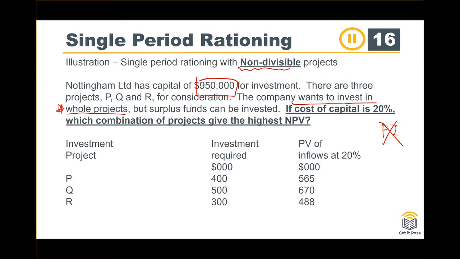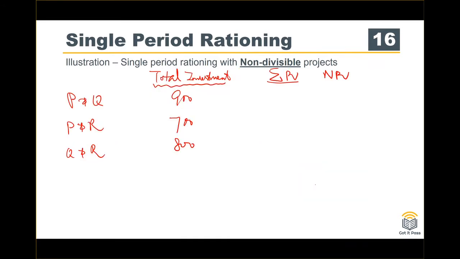For summation of PV, then you have to add up different projects. For example, for P and Q, you have add up 565 and 670, so it gives you 1,235. Okay. For P and R is 1,053, and for Q and R is 1,158.